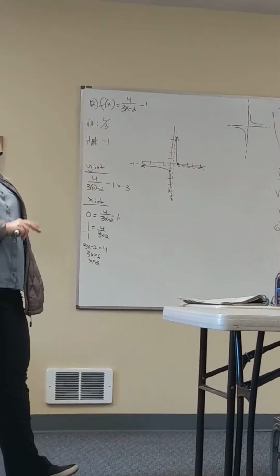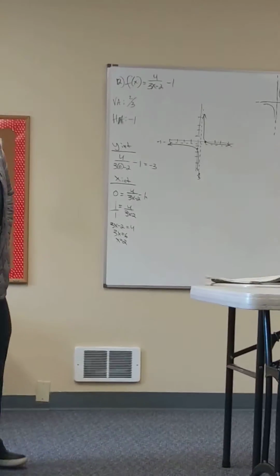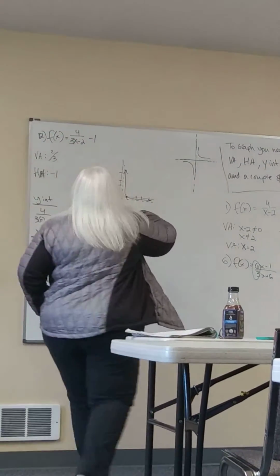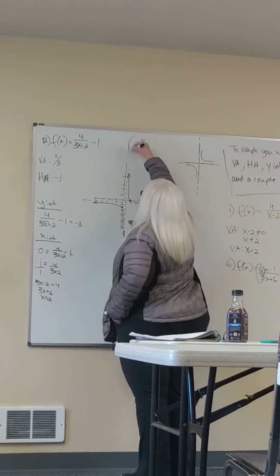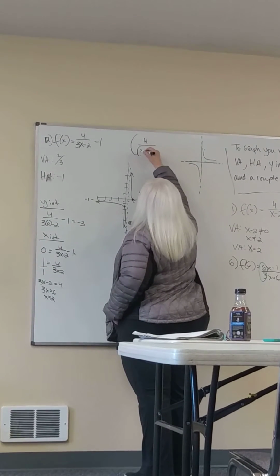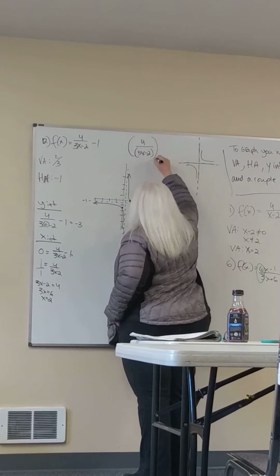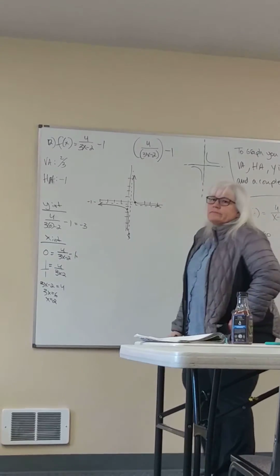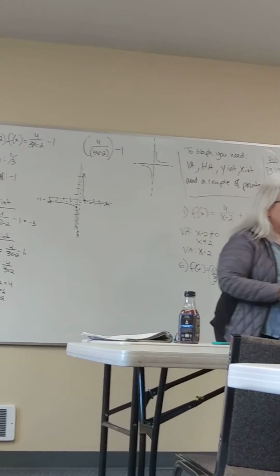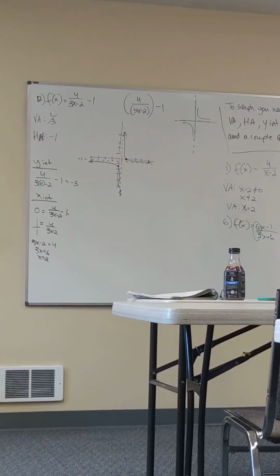Good question. How would you graph that in the calculator? Because I just graphed it and it didn't work. You would do this: parentheses, 4 over parentheses, 3x minus 2, plus parentheses, minus 1. Okay. You have to change the order of operations for the calculator to do things in the right order.